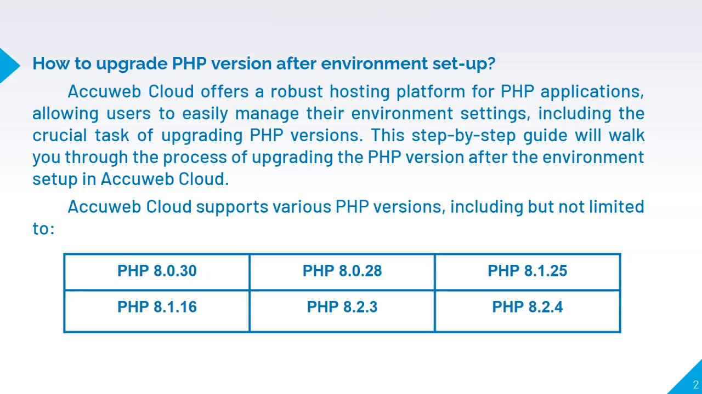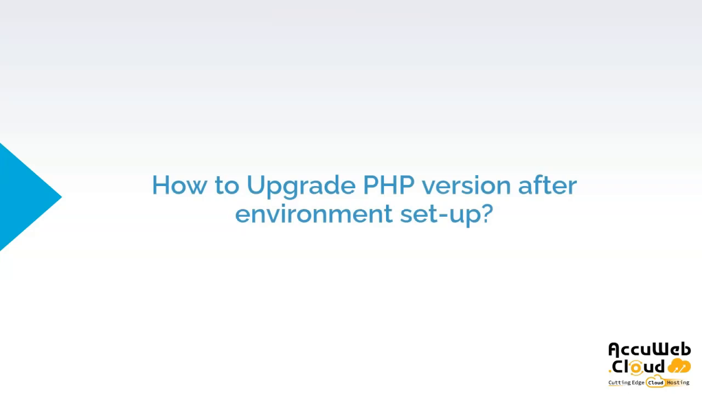AccuWeb.Cloud supports various PHP versions, including but not limited to PHP 8.0.30, PHP 8.0.28, PHP 8.1.25, PHP 8.1.16, PHP 8.2.3, PHP 8.2.4. Let's see the steps on how to upgrade PHP version after environment setup.